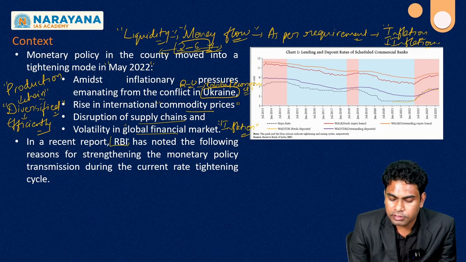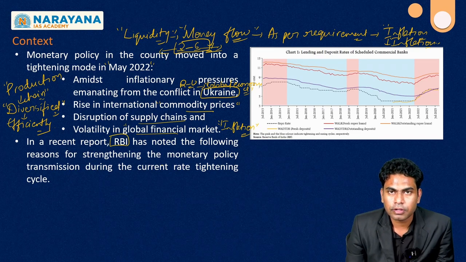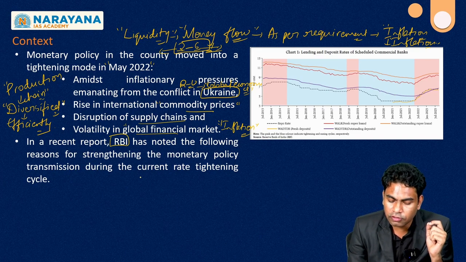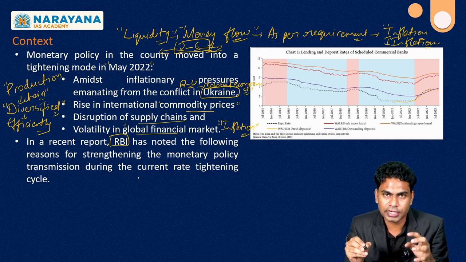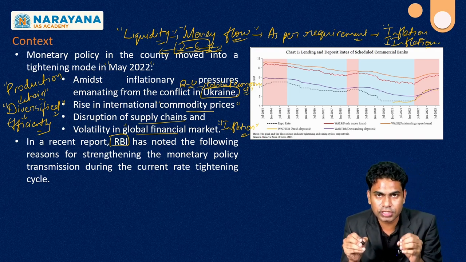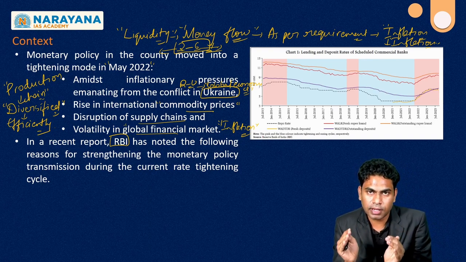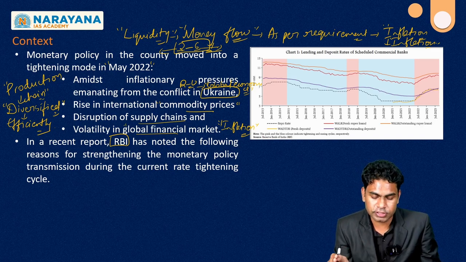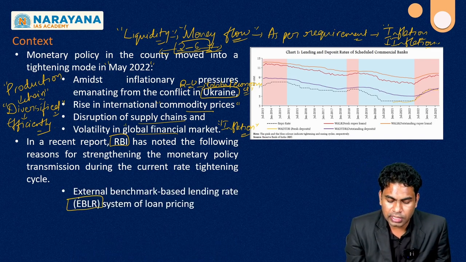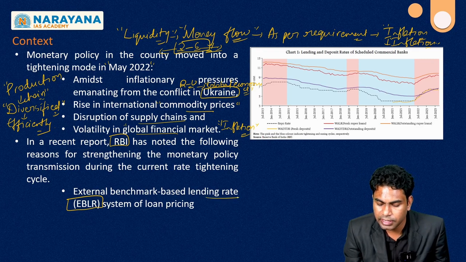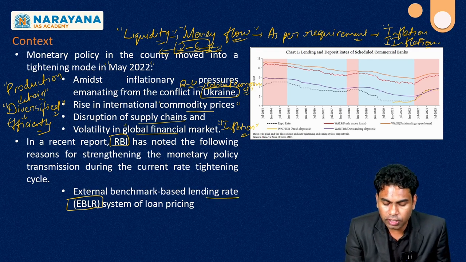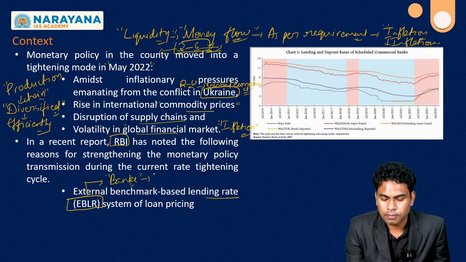Now, what RBI was successful in doing in recent years is controlling inflation through various instrumentalities that it uses to ensure the money flow in the market is as per the requirement of the market, so as to control inflation. The important instrumentalities are the external benchmark based lending rate. What the external benchmark based lending rate does is it restricts banks in deciding the interest rates.